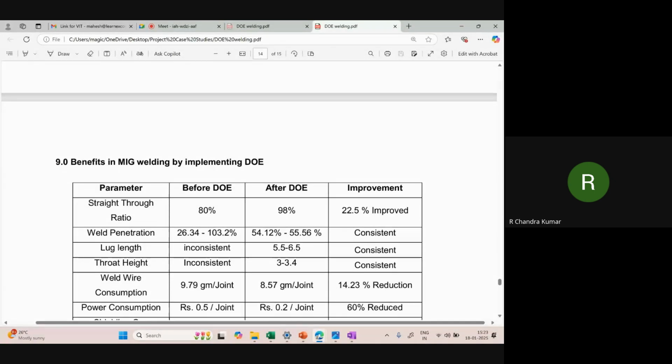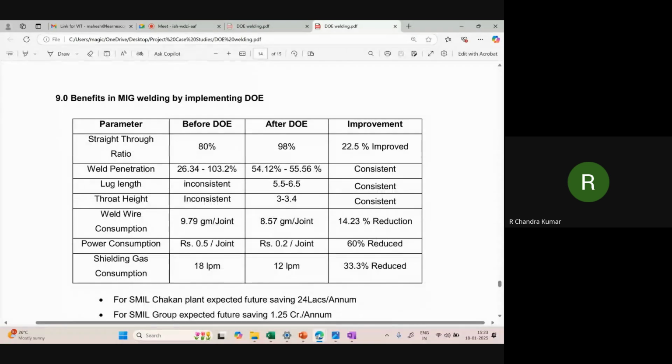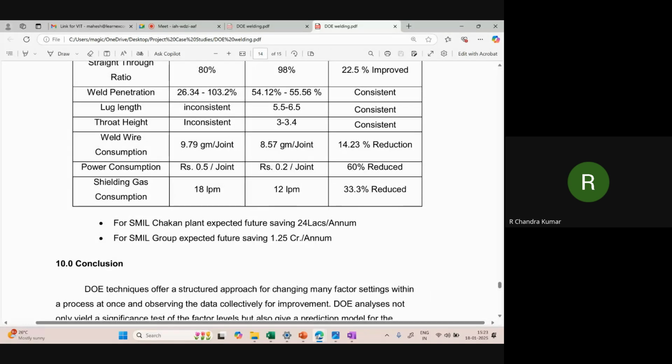Straight through ratio, first time right, 80% has become 98%. Weld penetration became consistent. Lug length became consistent. Throat height became consistent. Wire consumption, 14% reduction. Power consumption, 60% reduction. Gas consumption, 33% reduction. And because of that, it's not a big company, it's a small company. The particular plant saved 24 lakh, and at group level, when they implement, it is 1.25 crore. This is the application of design of experiment.